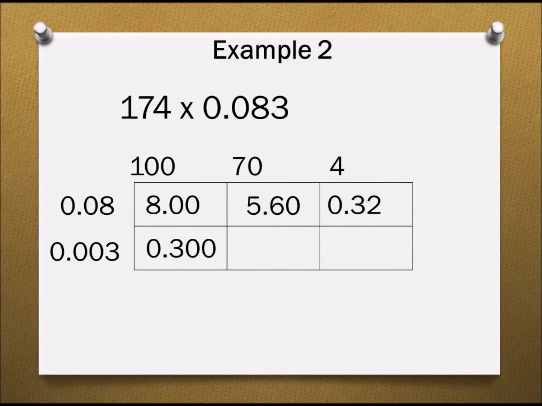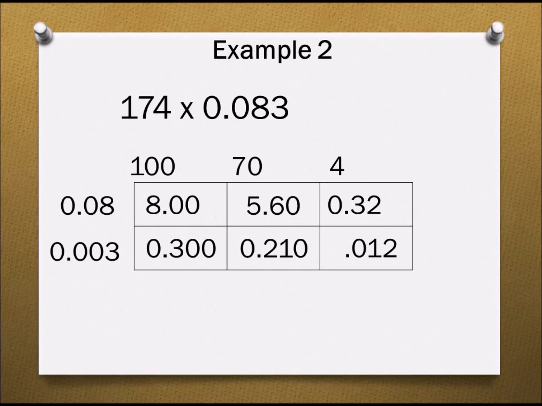0.003 times 70, so think of it as 3 times 70 is 210, but we have to move 3 spaces to the left of 210, so that's going to give us 0.210. And last one, 0.003 times 4, so that's 3 times 4 is 12. Moving 3 spaces to the left of 12 gives us 0.012. Okay, now we're ready to add up the columns.